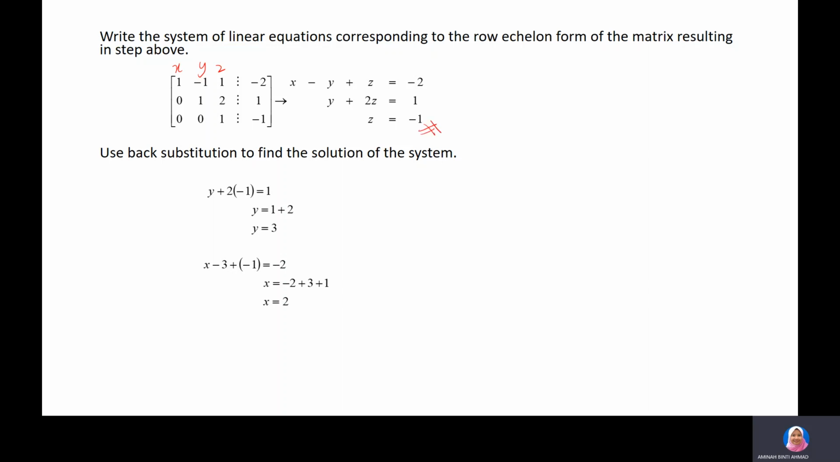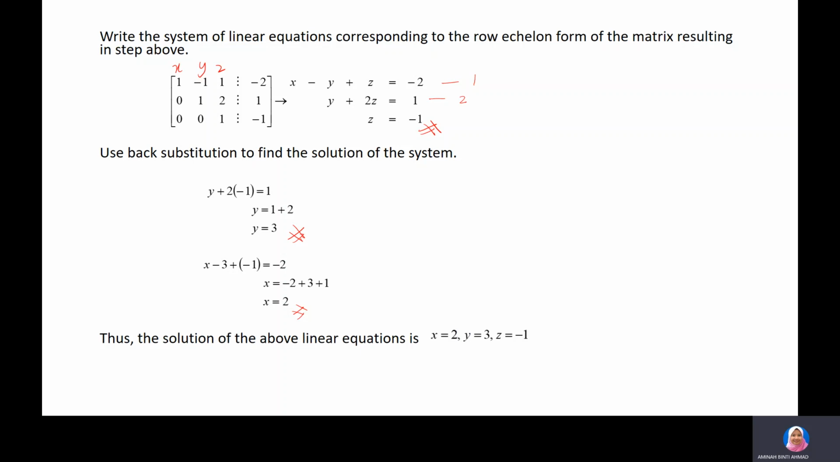Okay, substitute into the second equation, then the first equation. We substitute z equal to -1, so we get y equal to 3, and then we use equation 1 and substitute all these z and y values in equation 1, so we get x equal to 2. Thus, the solution of the above linear equations is x equal to 2, y equal to 3, and z equal to -1.